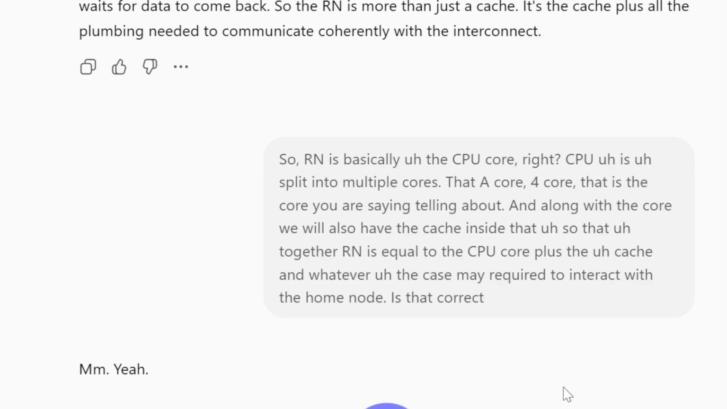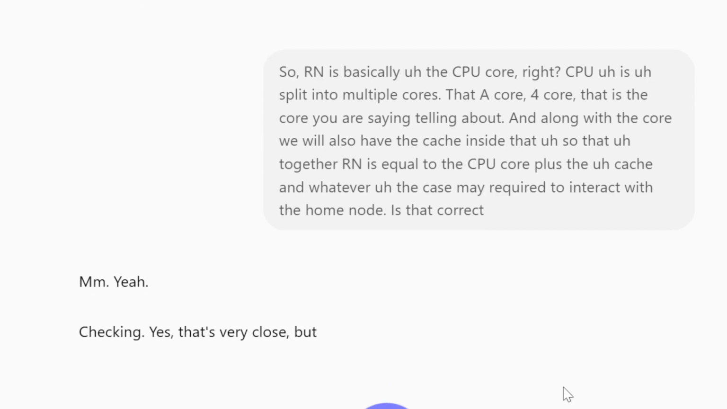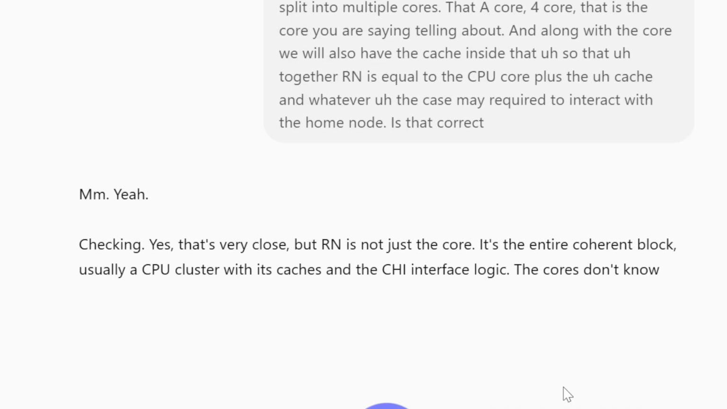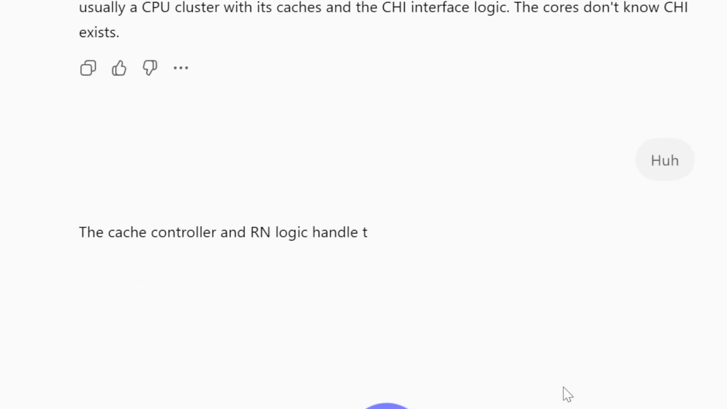Yes, that's very close. But RN is not just the core. It's the entire coherent block, usually a CPU cluster with its caches and the CHI interface logic. The cores don't know CHI exists. The cache controller and RN logic handle that.